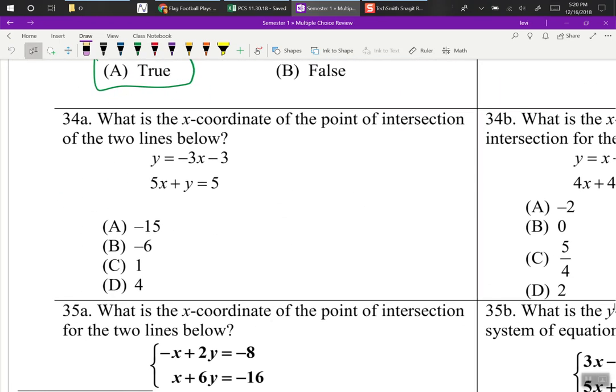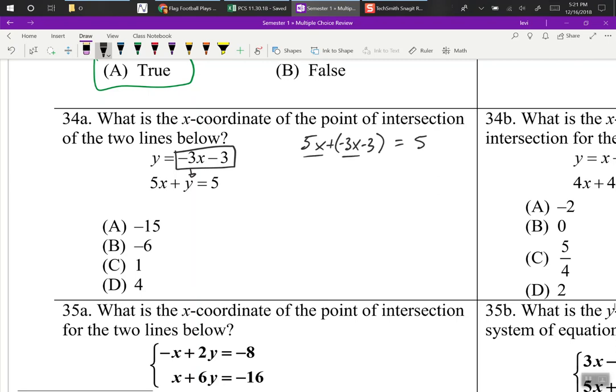34. What is the x-coordinate of the point of intersection? So we've already solved for y, so we'll substitute in y here. So we'll say 5x plus y equals 5, and we're substituting in y = -3x minus 3. So 5x minus 3x makes 2x, minus 3 equals 5. We'll add 3. 2x equals 8. Divide by 2.